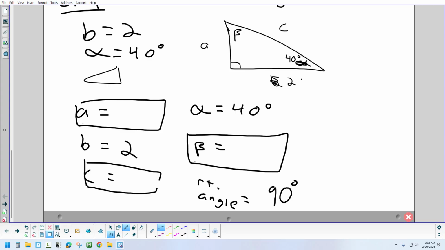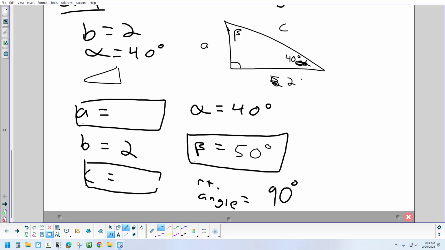Yeah, we can find beta very quickly because we already know the other two angles. So this is 90, and we said yesterday that the other two also have to add up to 90. So what does that mean beta is going to be? 50. That's the easiest thing we're going to find. So now we know beta is 50. Any questions how we got that?